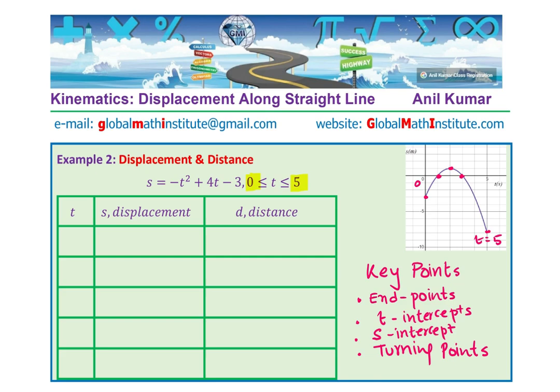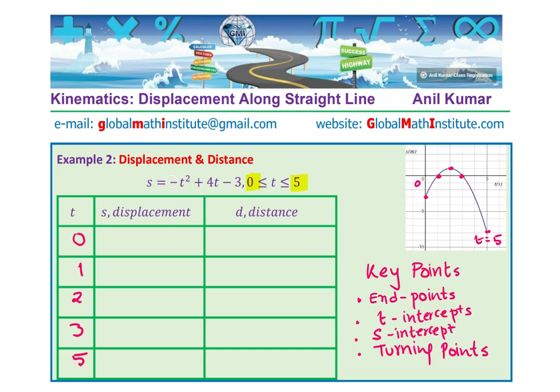So we can write down time for these key points, and the time will be t equals to 0. And then this point is on the scale 1. And then we have the other one at 2. And then we have at 3. And the last point is at 5. Correct. So these are your key points on the graph.